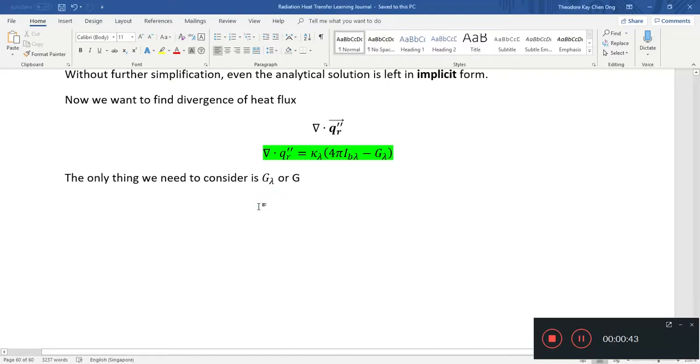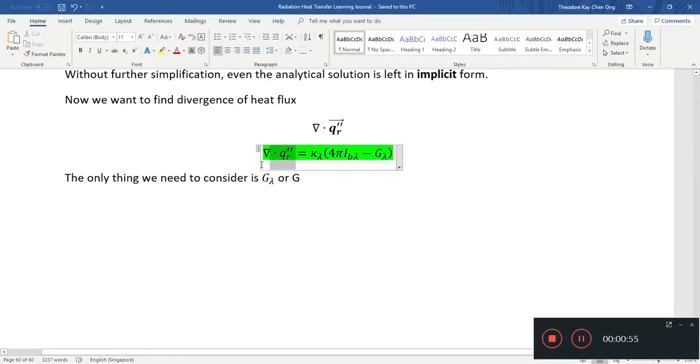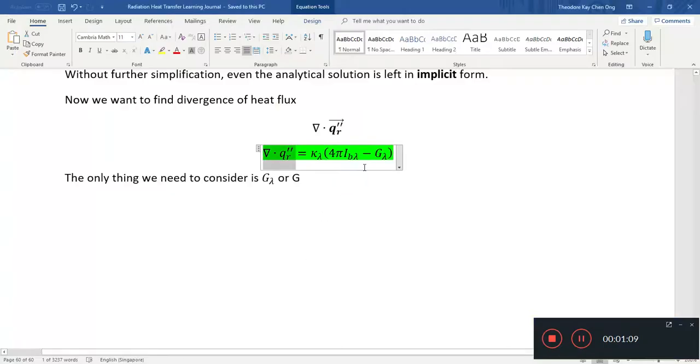So yeah, if I got my signs correct, but anyway, regardless of whether it's an inflow or outflow, net outflow, this is of that control volume. The divergence of heat flux is a very important quantity for us to know. And what we need to know to get the divergence of heat flux is this G, or the incident radiation function.